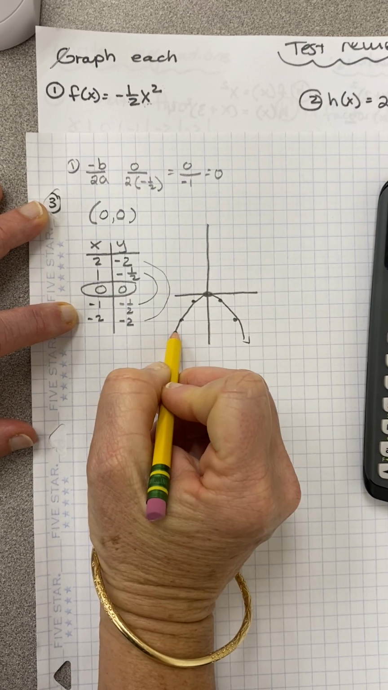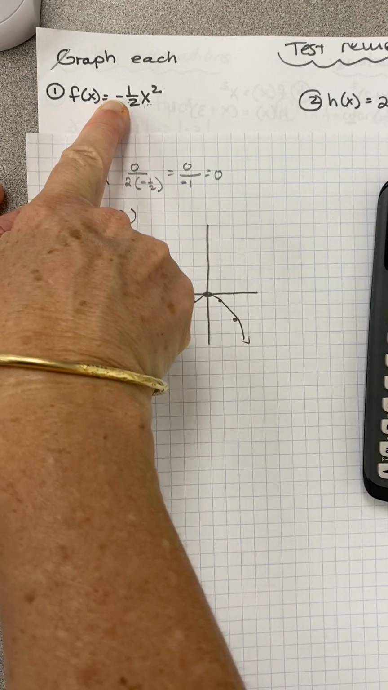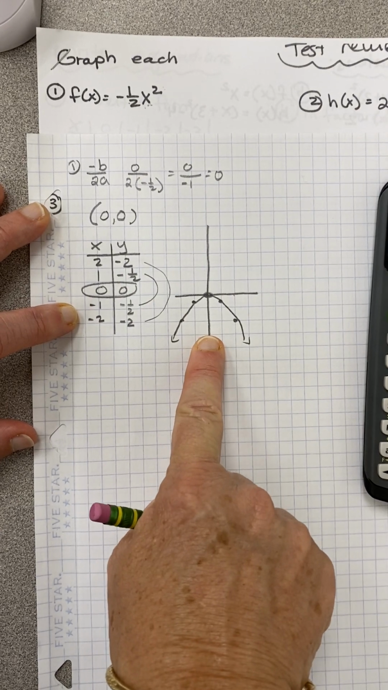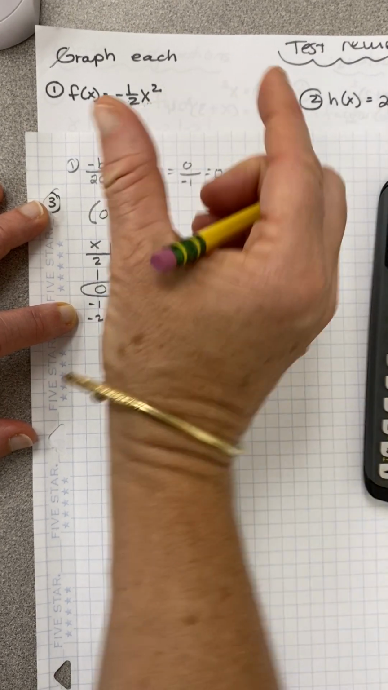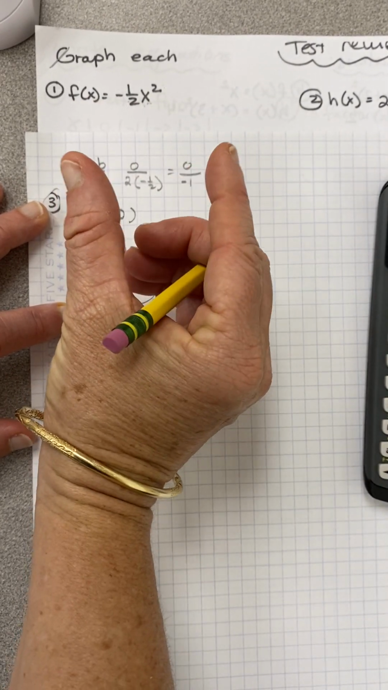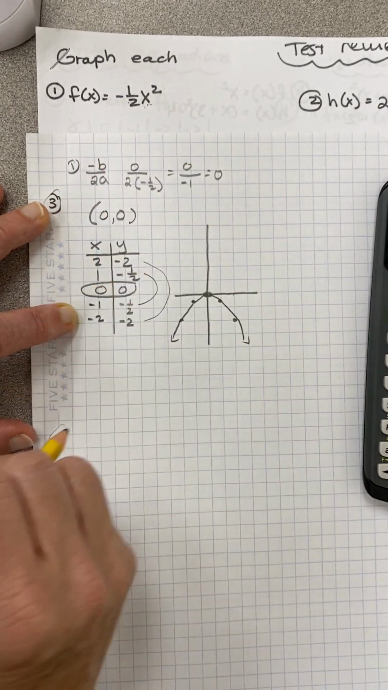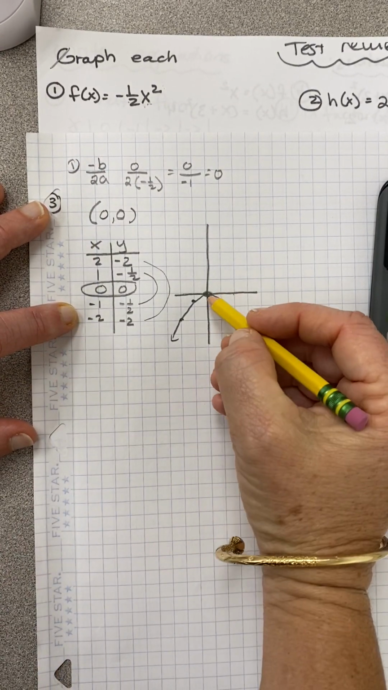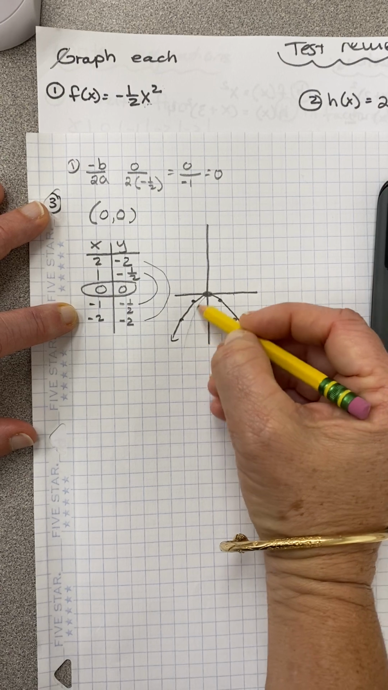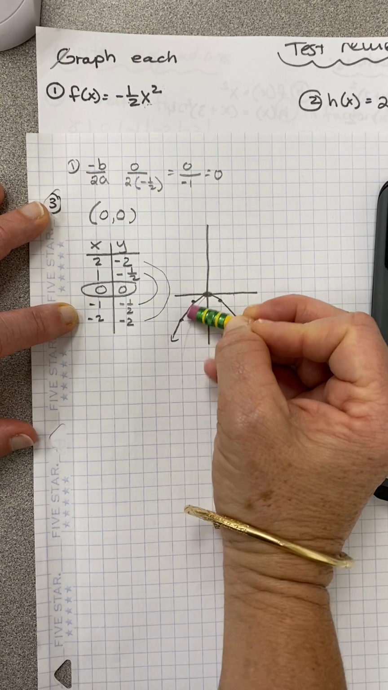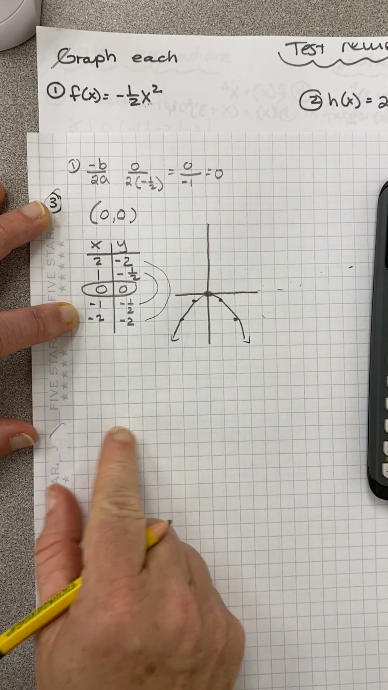All right, I like to double check a few things. This tells me that it's a frowny face. My picture is a frowny face. I know that this is just a vertical compression, so it's gotten wider, right? A parent function would be a little skinnier, so that's gotten wider, so that's a good sign. Okay, so that is my picture.